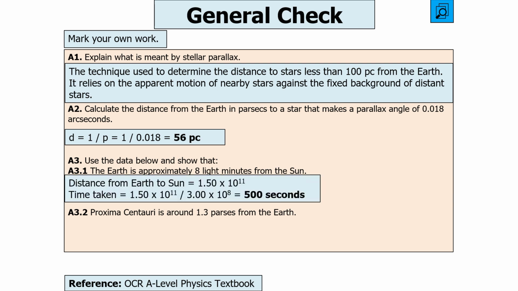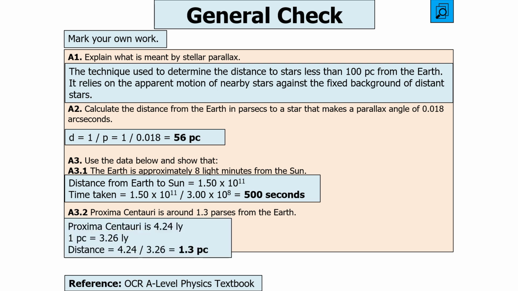The next one, you can work out the distance from the Earth to the Sun as 1 astronomical unit, so it's 1.50 times 10 to the 11 meters. So therefore the time taken is going to be 1.50 times 10 to the 11, the distance, divided by the speed of light, which is 3 times 10 to the 8, which is 500 seconds, which is approximately 8 light minutes. Then Proxima Centauri is around 1.3 parsecs from the Earth. So how can we show that? Well, we can work it through by saying it's 4.24 light years. We know the conversion factor, so we can then work out this distance in parsecs.